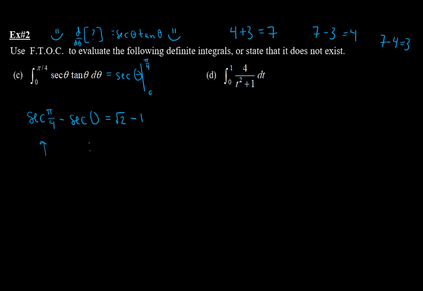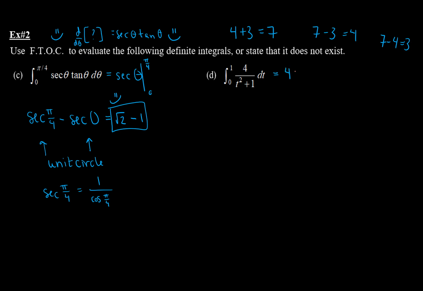Now, if you don't know these off the top of your head, keep in mind there's this fabulous thing called a unit circle. And we just need to remember that the secant of pi over 4 is the reciprocal of the cosine of pi over 4. So, answer. Next one.